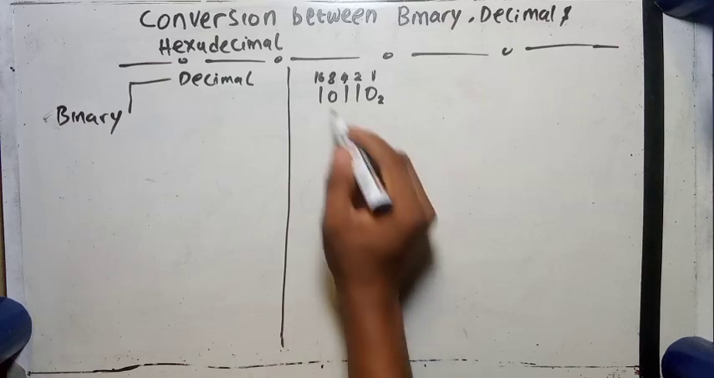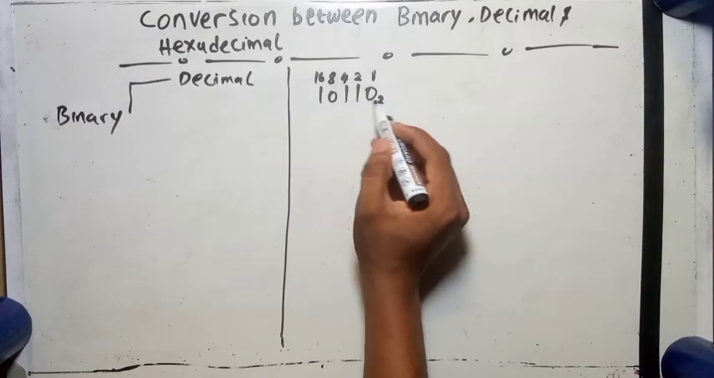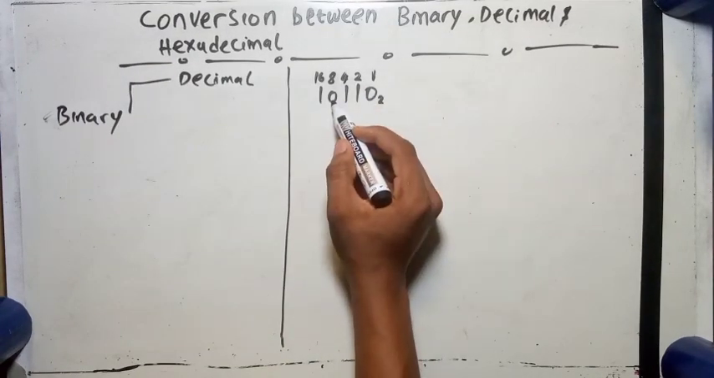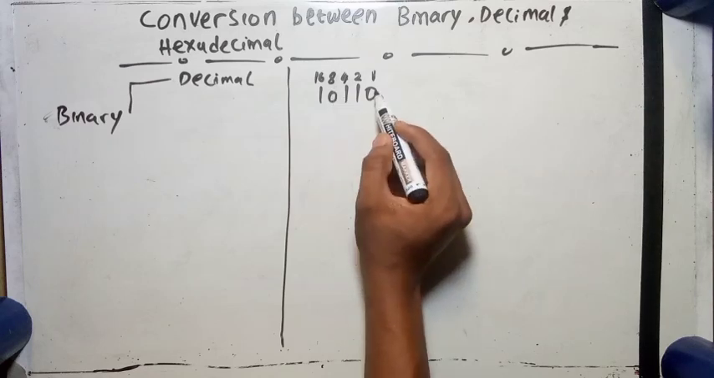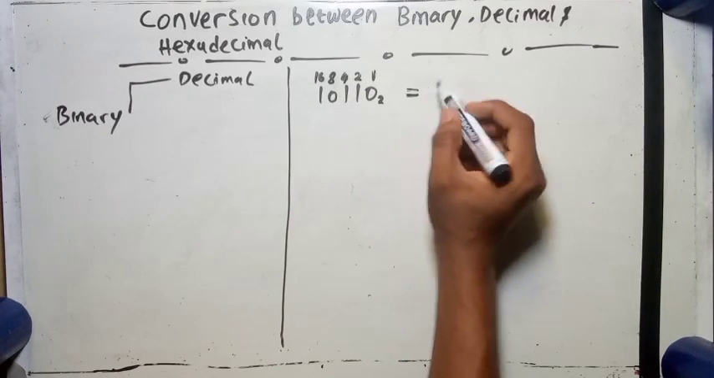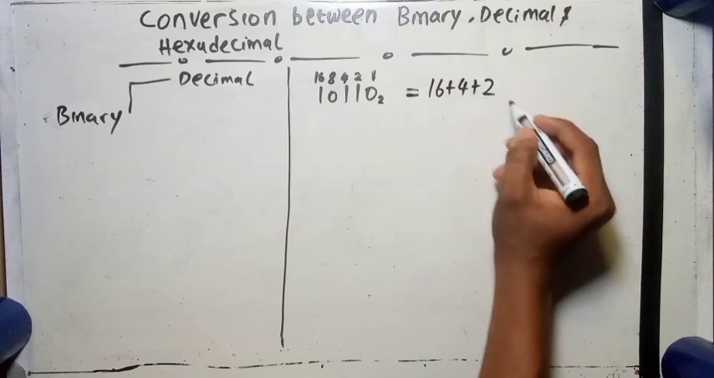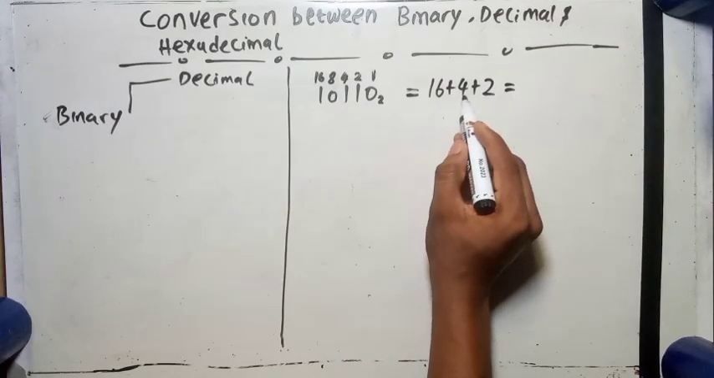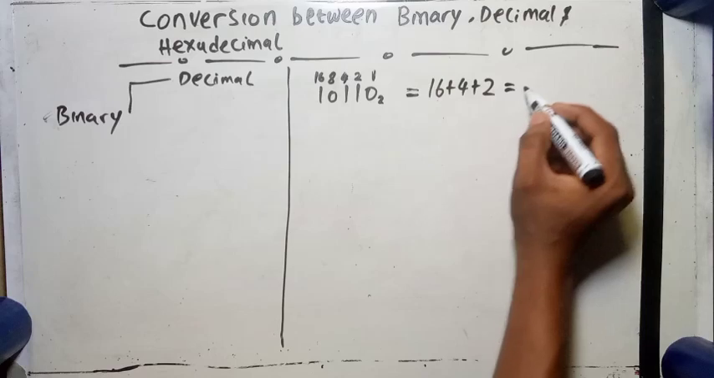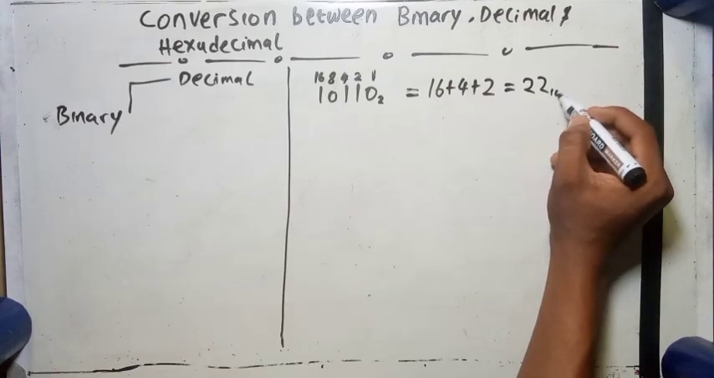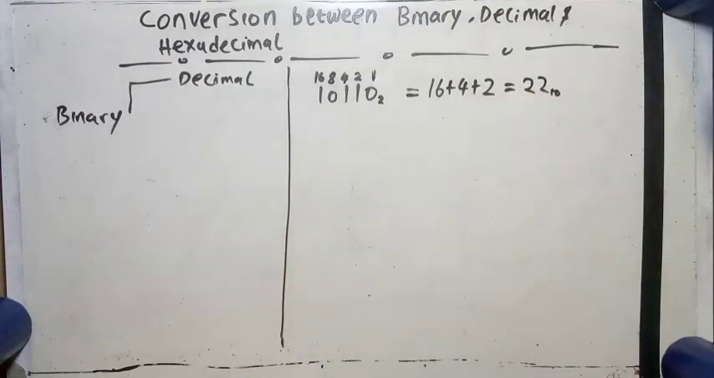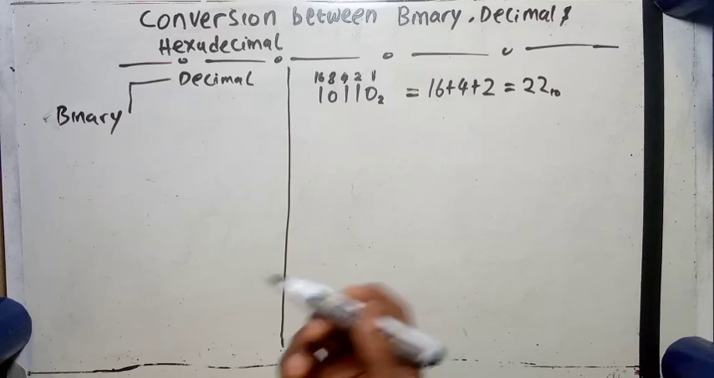So from this, any place you see 0, you neglect that one. So what means we're going to be neglecting? 8 and 1. So we are going to be having 16 plus 4 plus 2. This will give us what? 16 plus 4, that's 20. This is 22 to base 10. So we are good to go. It's quite easy. Very easy.